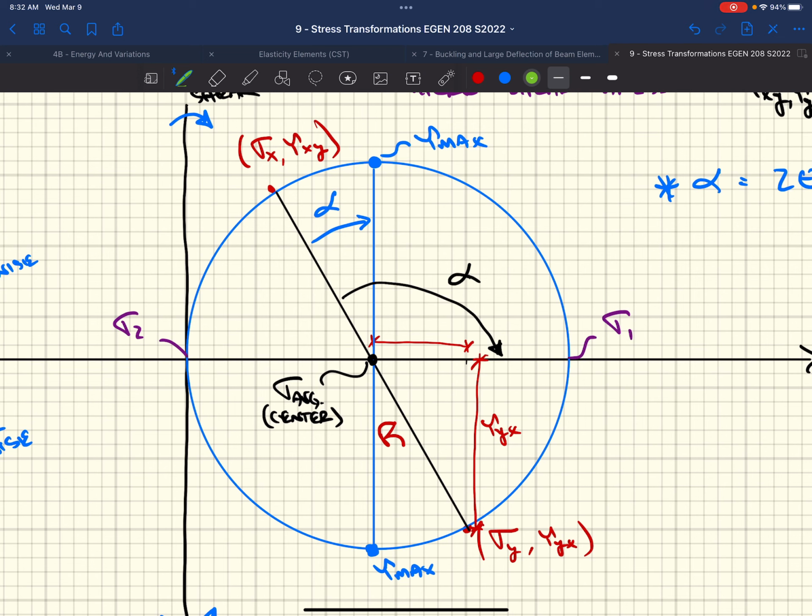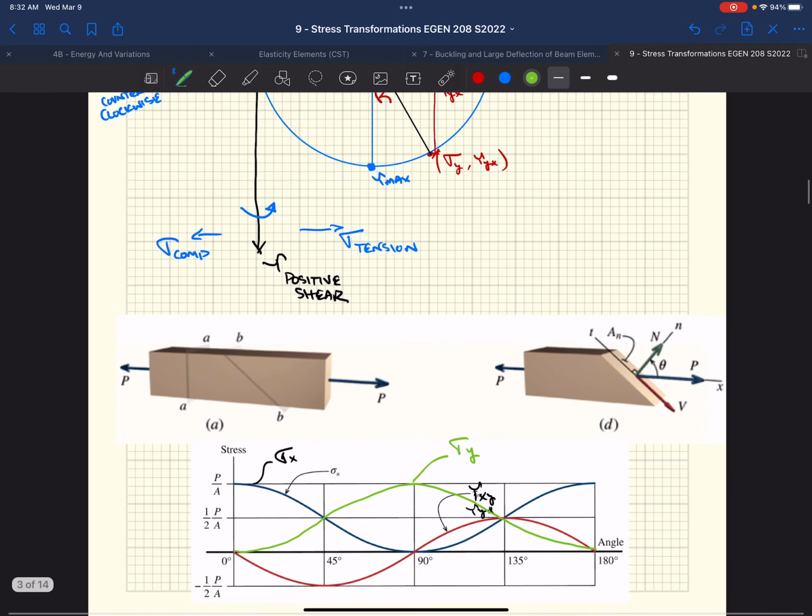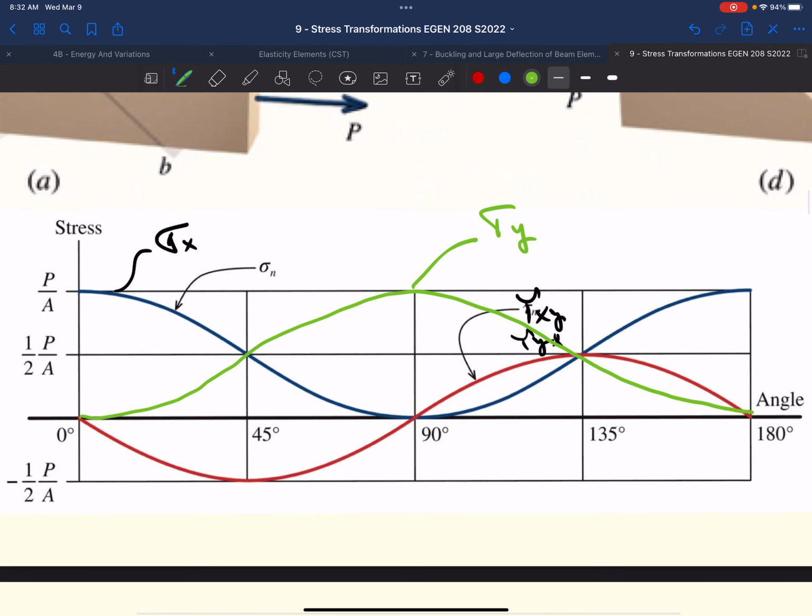Yes? Is it always going to be on the edge of the circle, or is it going to be inside of it? Will there ever be points you define inside of the circle? No. Everything is on the circle. This circle is essentially taking this plot and putting it on a different plot. Okay?